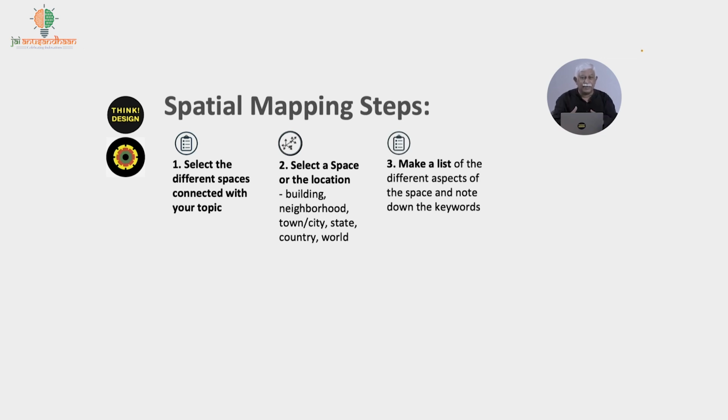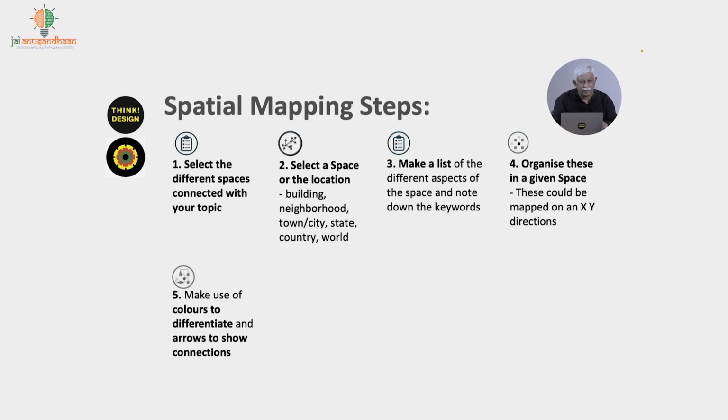Make a list of the different aspects that you need to put on the space, note these down as keywords and organize them in the given space. Okay, you can make use of both the x and y coordinates as directions to do this. Make use of colors to differentiate and arrows to show the connections. So it means that it has started from here and it has gone to the next place. Draw inferences from the mapping and make a list of these inferences.